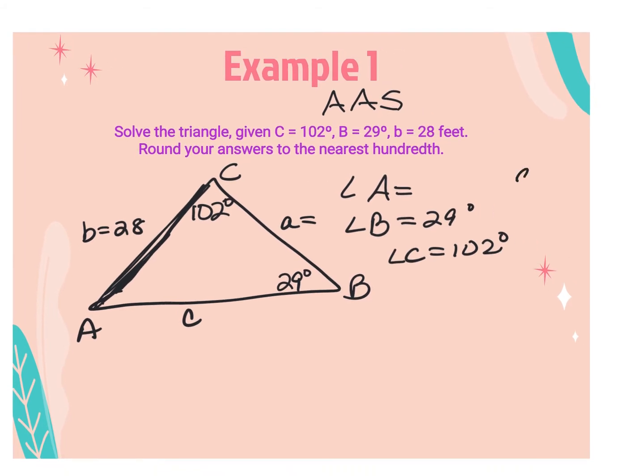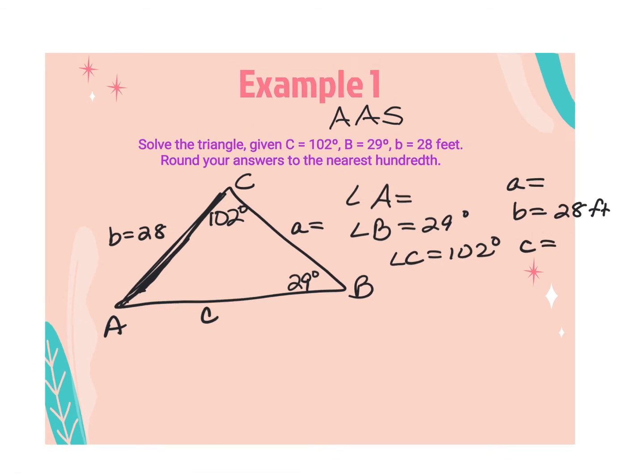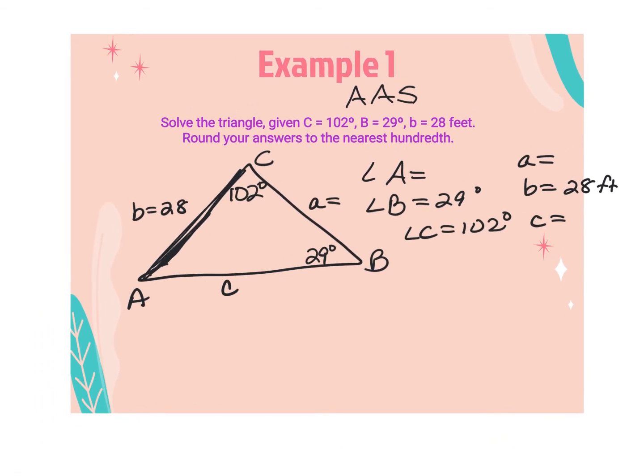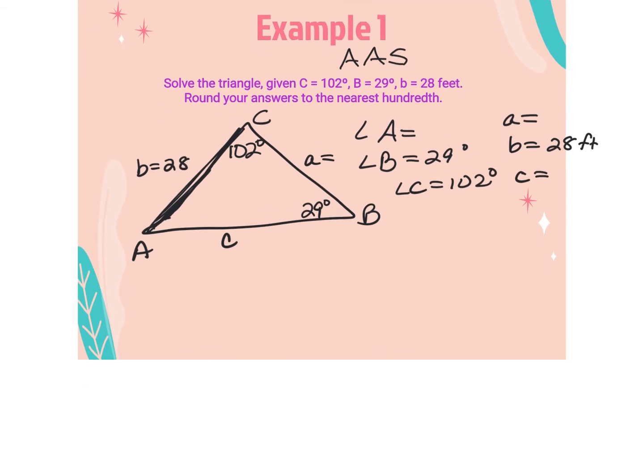I don't know lowercase a. I know lowercase b is 28 feet. And then lowercase c, I don't know. Now, when you're given 2 of the angles, to find the missing third one, you can just use your triangle sum. And you should know that the 3 angles of a triangle add up to be 180.